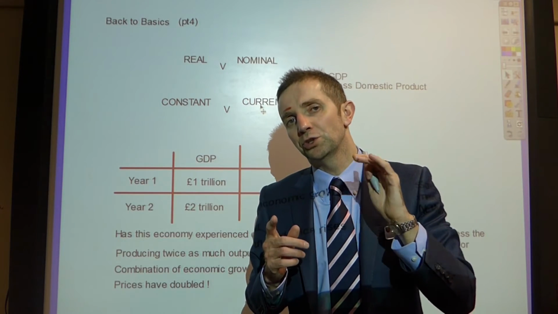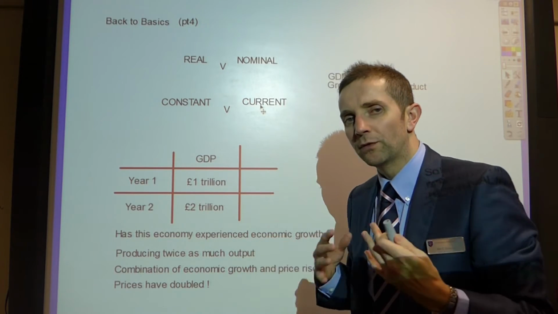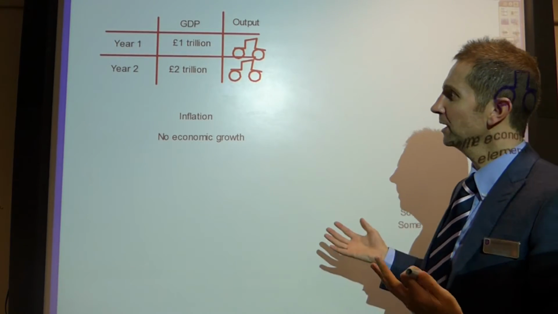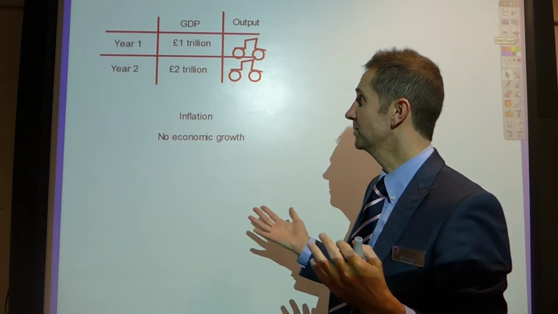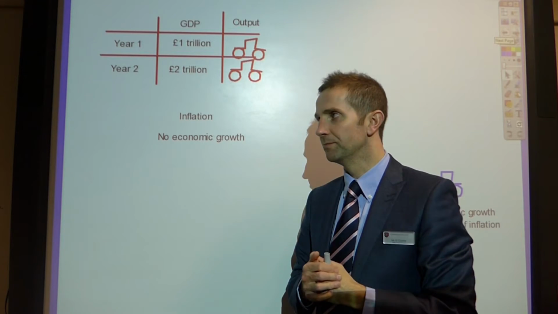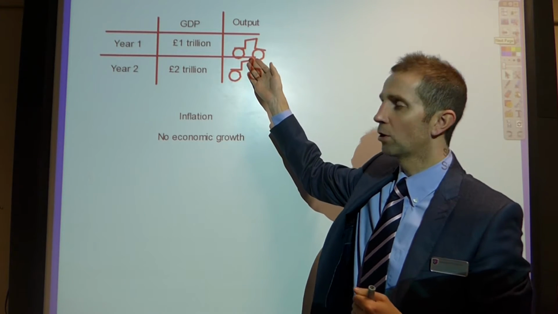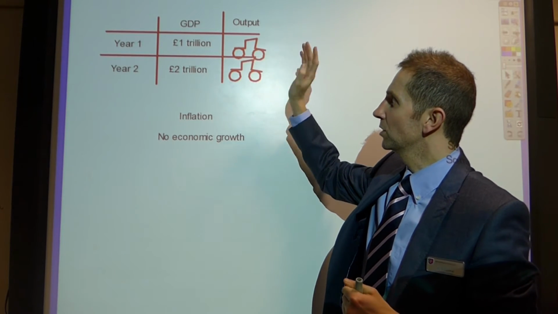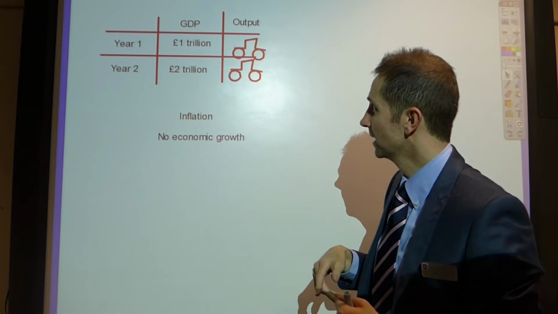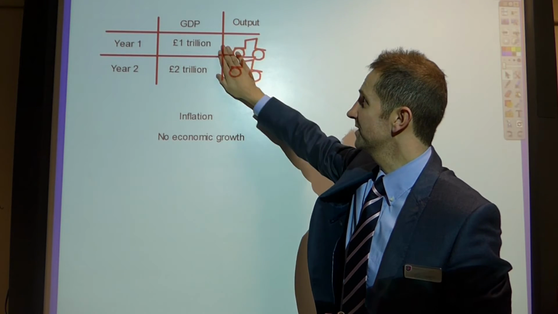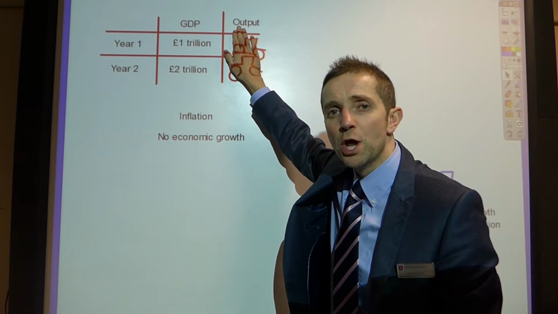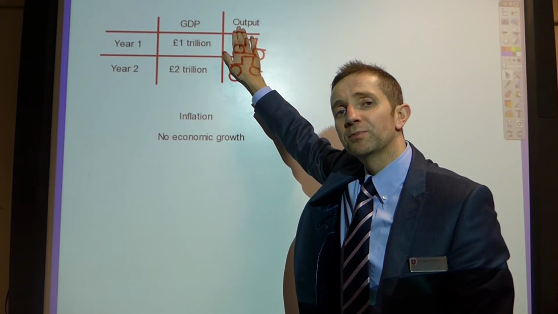So let me show you a little example which hopefully will bring this to light even further. Here we have a table. Again, it's the same table as previously, but I've added one additional column, ladies and gentlemen, and the column is an output column. Now you can see here that the values are the same, 1 trillion up to 2 trillion. And if we did not have this data here in the final column, we would be faced with the conundrum that we were faced with before.